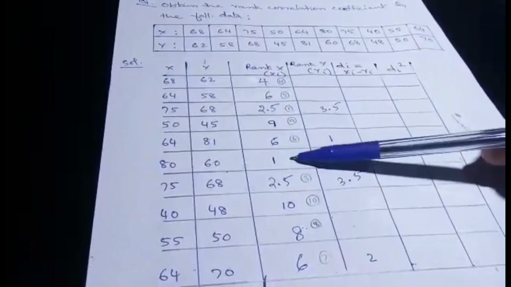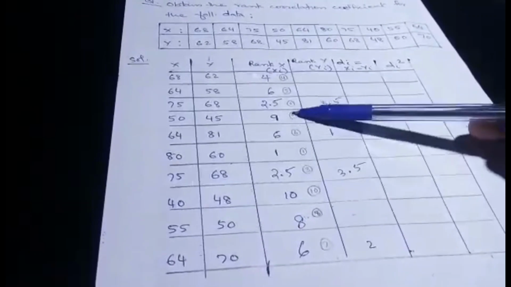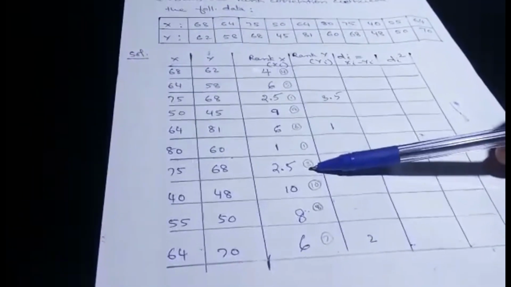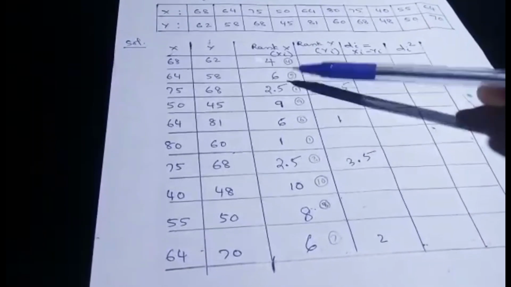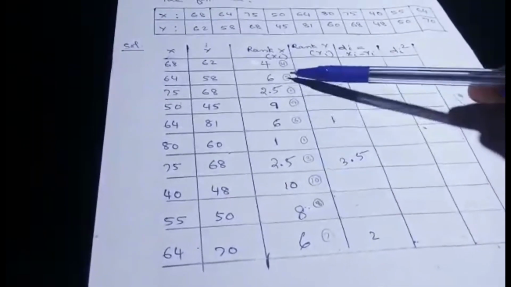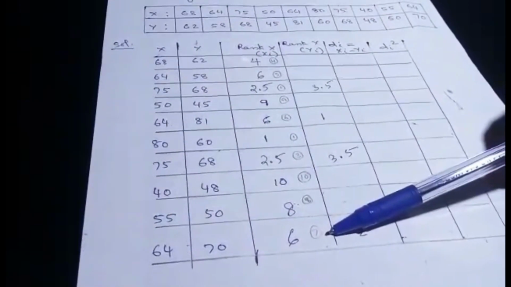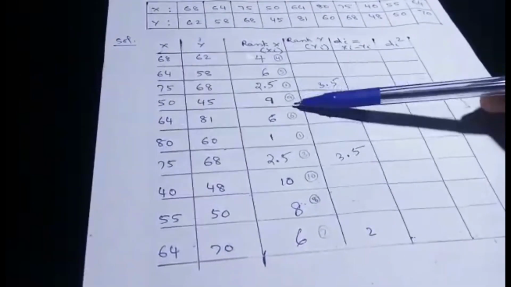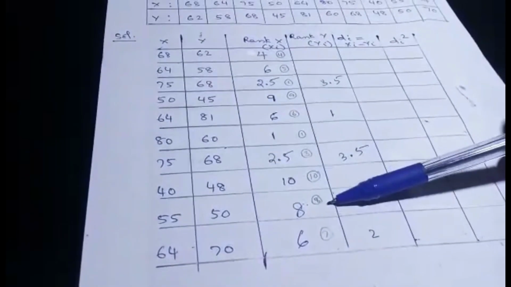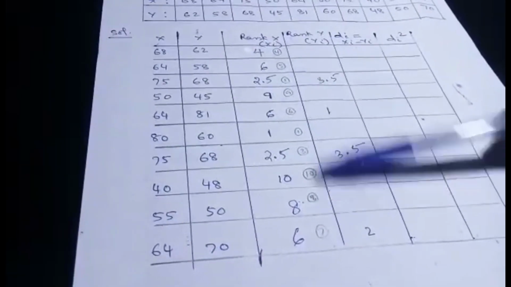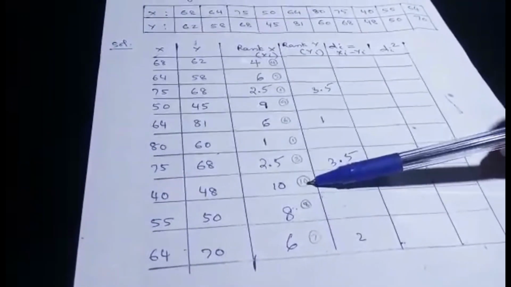The top rank is 80, and the second and third ranks are shared by the two 75s, so that will give 2.5. Then the fourth is 68. Then 64 is shared by three values, 5, 6 and 7, so 5 plus 6 plus 7 by 3 gives 6. Then the next value after 64 is 55, so 55 is the 8th rank. Then 50 is the 9th rank, and the last number is 40, which is the 10th rank.